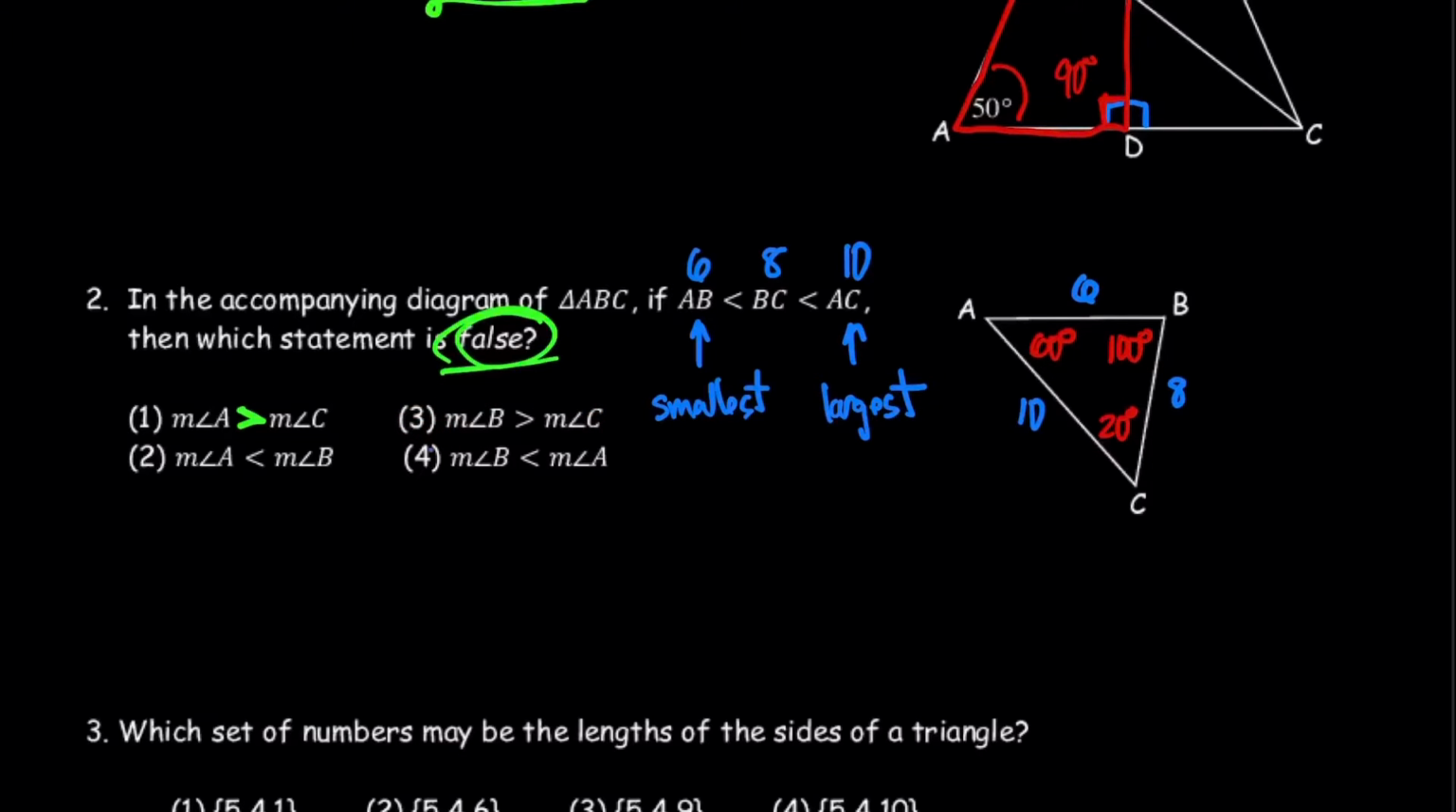Obviously, the correct answer is going to be choice 4, but let's just confirm it. It says B is less than A. Is B less than A? No, that's false, which is the one we want, so choice 4.